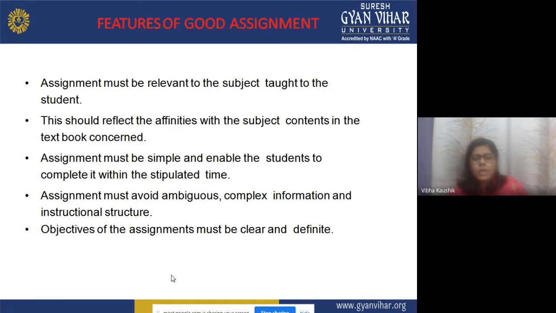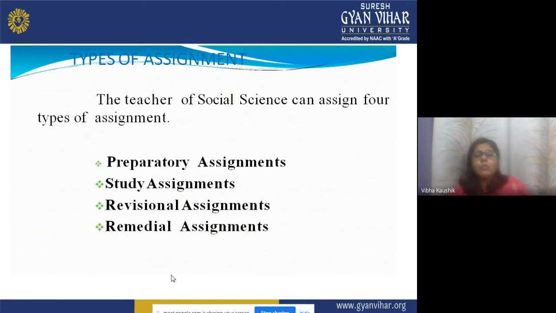Assignments must avoid ambiguous, complex information and instructional structure. Means it should be clear and defined what the teacher wants from the students. Objectives of the assignments must be clear and defined, meaning why that assignment was given by the teacher. What is the objective behind giving that assignment? The objective of giving the assignments to the students must be clear to the teacher before giving the assignment.